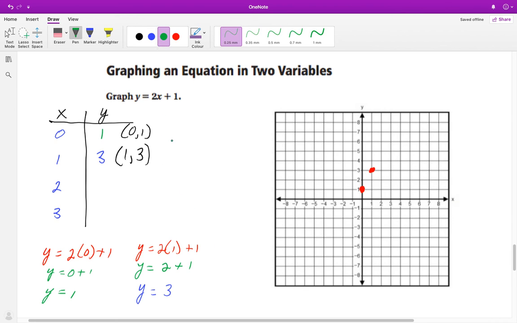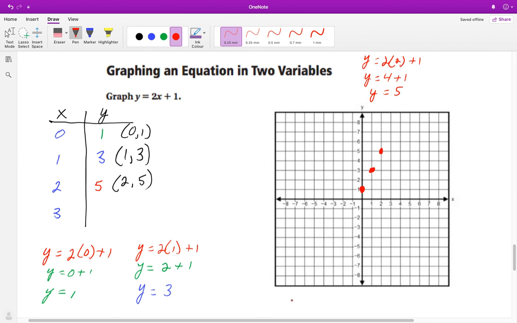To find out for the next one, same thing. I'm going to plug it in. I'm going to go ahead and do it over here. y is equal to 2 times 2 plus 1. So y is equal to 4 plus 1, or y is equal to 5. So that will then give me the ordered pair of (2, 5). So I'll plug this in. 1, 2, 1, 2, 3, 4, 5.